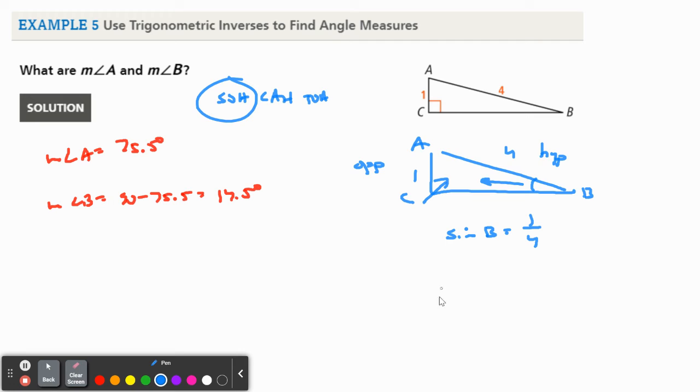So now we need to use the inverse sine. To find the measure of angle B, I'm going to take the inverse sine of 1/4. Again, you could also use the arc sine of 1/4. And I'm hoping that this gives me an answer of 14.5.